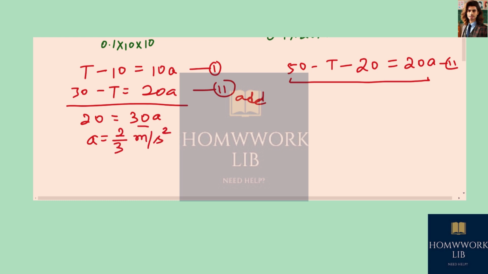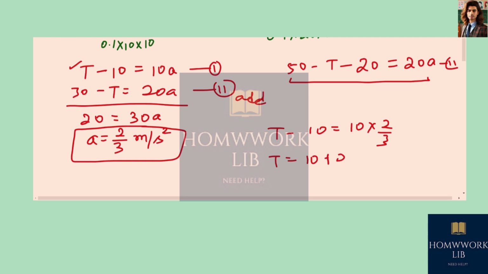We put this value of acceleration in either of these equations. Let's say I put it in equation 1. We get T minus 10 is equal to 10 times a, that is 2/3. This gives us T as 10 plus 20/3, that will be 50/3 newtons. So in the second case as well, we get the tension force as 50/3 newtons.